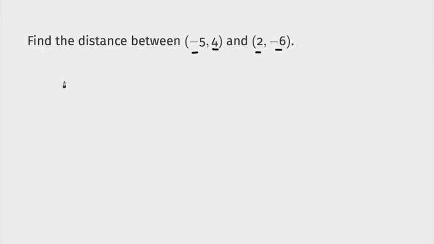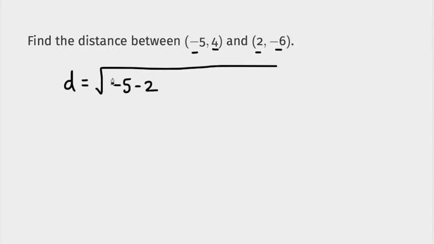So our distance in this case would be, just using the formula, the square root of the difference between our x-coordinates. So let's do -5 minus 2, although the order does not matter. And the difference between our y-coordinates, 4 minus -6. We square both of those and add them.